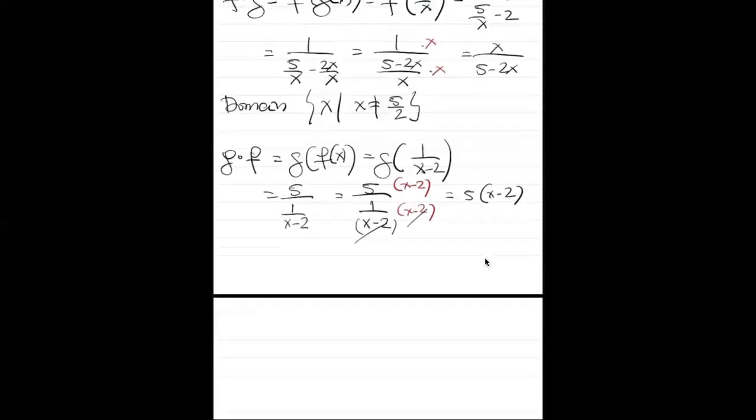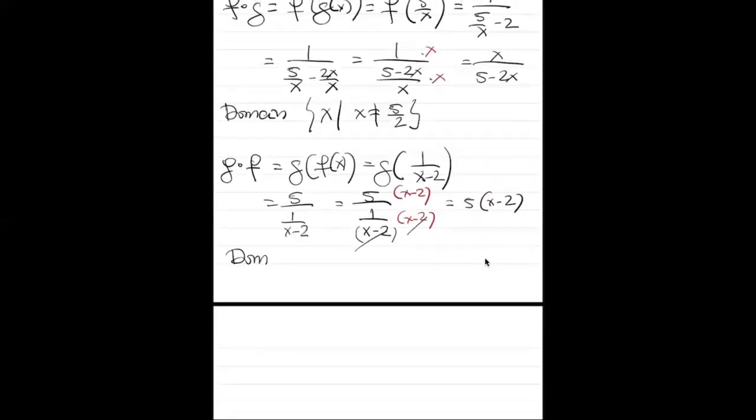So the domain will be all x such that x not equal to 2. Even though the final function is linear, we did have x minus 2 in the denominator, so we have to exclude it. All right, and that concludes the lecture for 5.1.